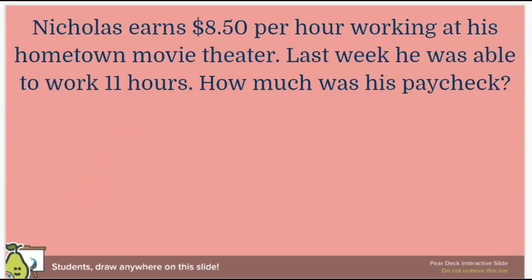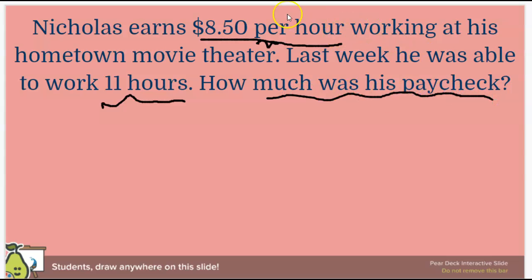It's a beautiful thing. Nicholas earns $8.50 per hour. Remember, that means 1. So he earns $8.50 for 1 hour working at his hometown movie theater. Last week, he was able to work 11 hours. So how much was his paycheck? So that's a total. So they're giving us a part. It's $8.50 per 1 hour. Then they give us the hours. So all they're asking us to do here is multiply this out.